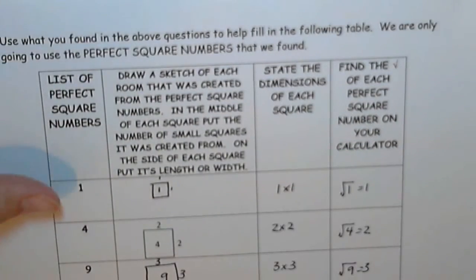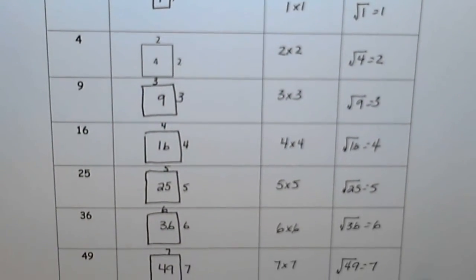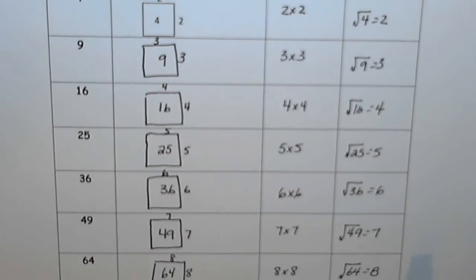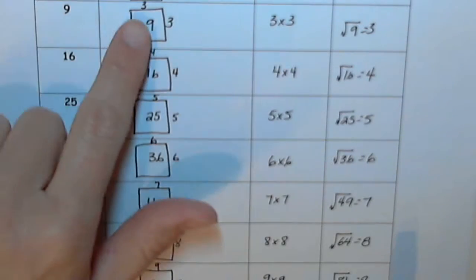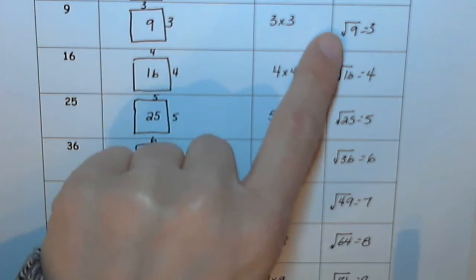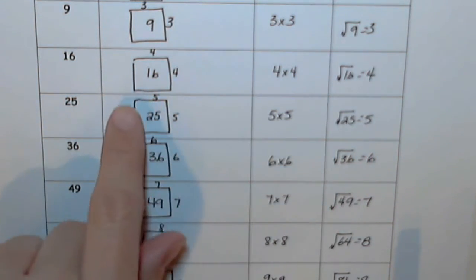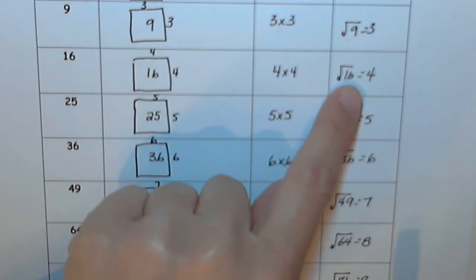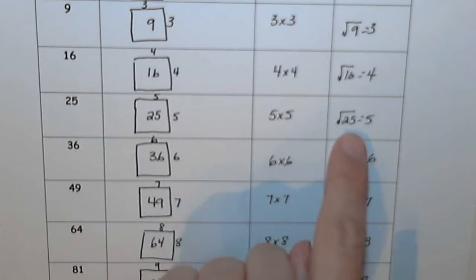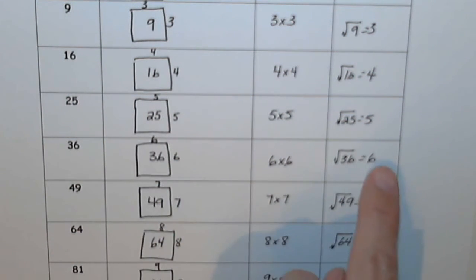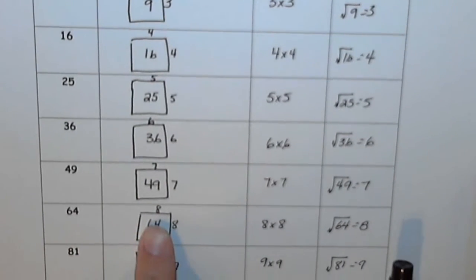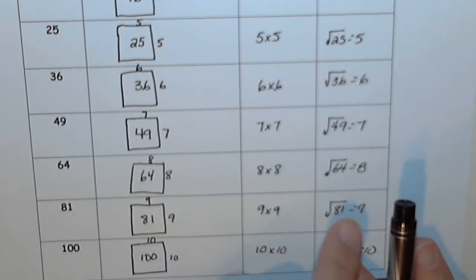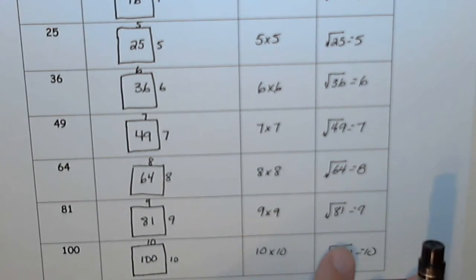All right. Once you've filled in the rest of the page, you should have this situation: the square root of 9 is 3, 16 is 4, 25 is 5, 36 is 6, 49 is 7, 64 is 8, 81 is 9, and 100 is 10.